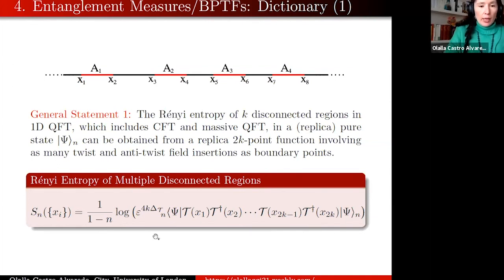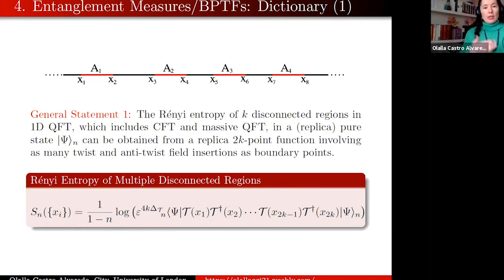And this epsilon, again, is something I like to write always. This is this non-universal constant that you can write there, because there is always a non-universal constant you can add. And the log is from the definition of entropy. As you can see, if you remember my definition of Renyi entropies, this correlation function essentially is the trace of rho to the n. Okay, so this is the replica partition function. So this is what you have.